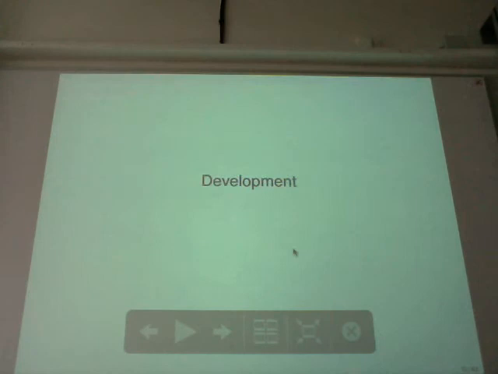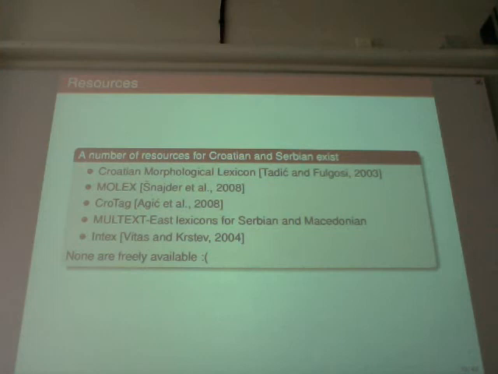A number of resources for Croatian and Serbian exist already. There is the Croatian morphological lexicon, which is a manually composed list of word surface forms and lemmatized analyses. MOLEX is a similar thing, but it's obtained by machine learning, so it's less precise. CROTAG is a statistical tagger for Croatian, and in MULTEXT-East there are lexicons for Serbian and Macedonian for Orwell's 1984. Also, there is an index for morphological analysis of Serbian. But none of these resources are freely available, so we had to compose our own.